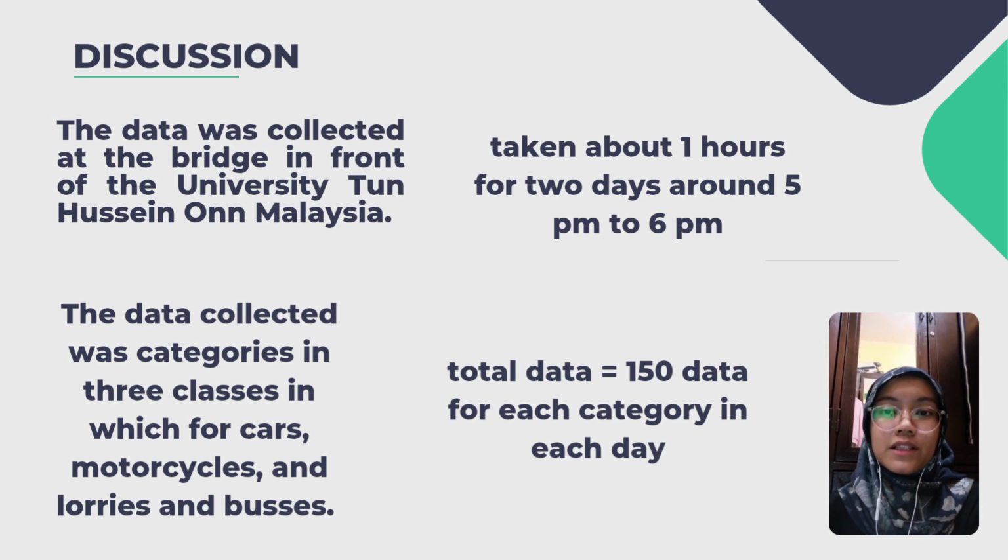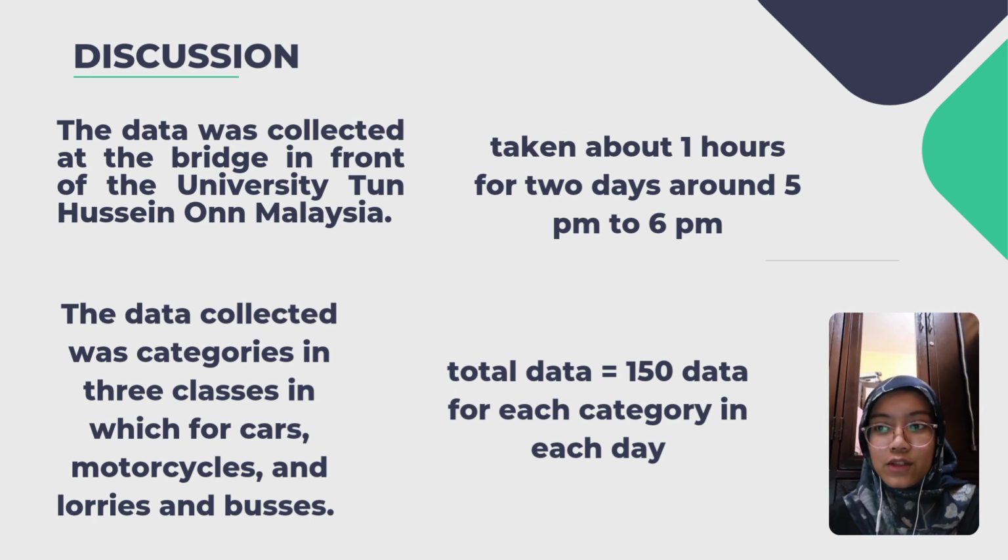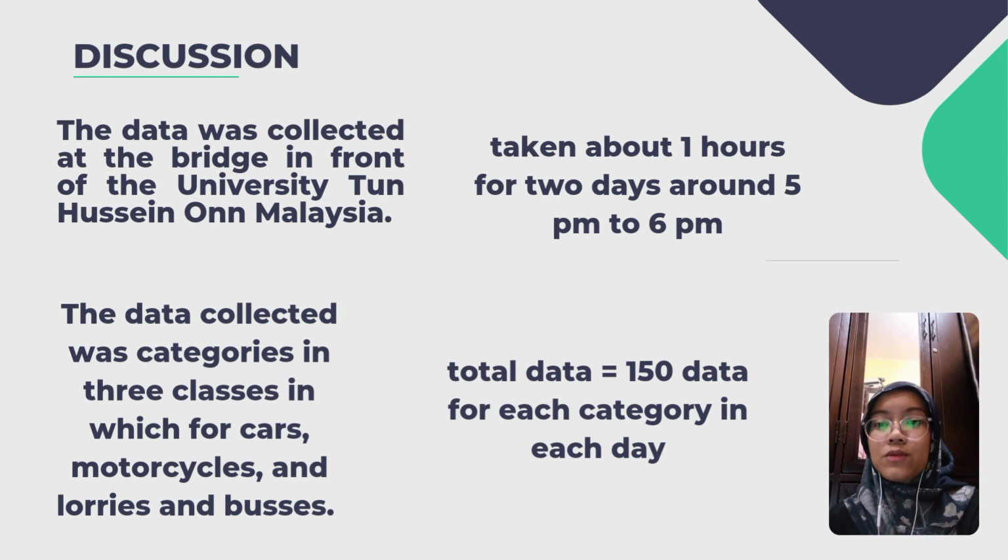For the discussion part, the data was collected at the bridge in front of the University Tun Hussein Onn Malaysia. This data was taken for about 1 hour for 2 days, around 5 p.m. to 6 p.m. The data collected was categorized in 4 categories, which are cars, motorcycles, lorries and buses. We achieved about 150 data for these categories. As the data collected shown, the vehicle speed increases due to the traffic light before the bridge.